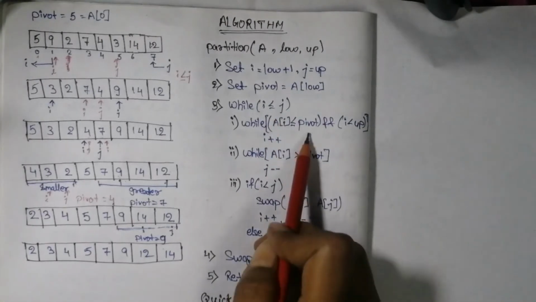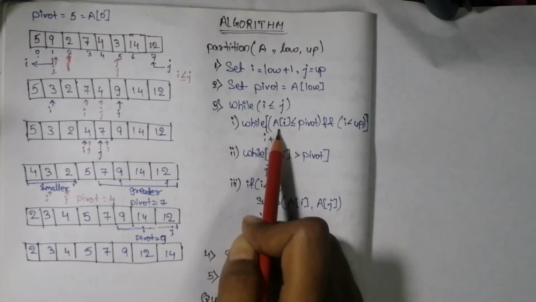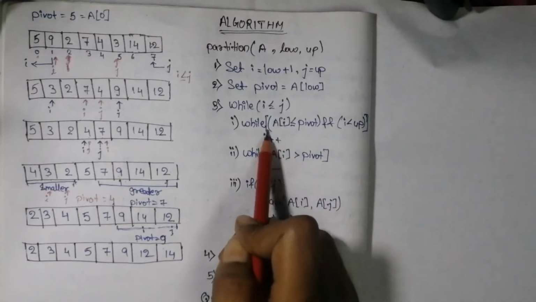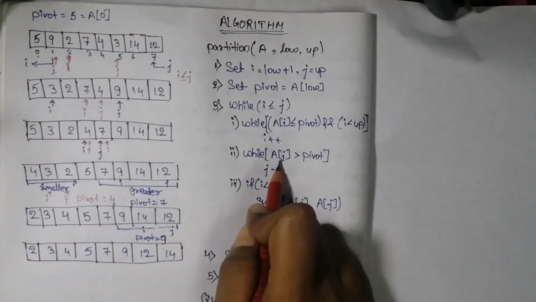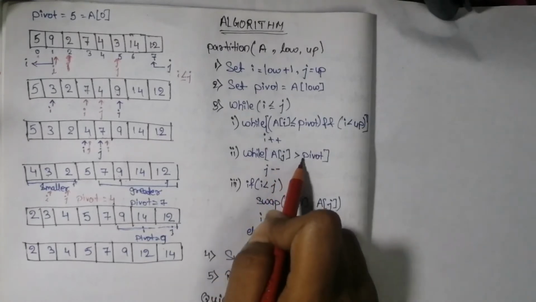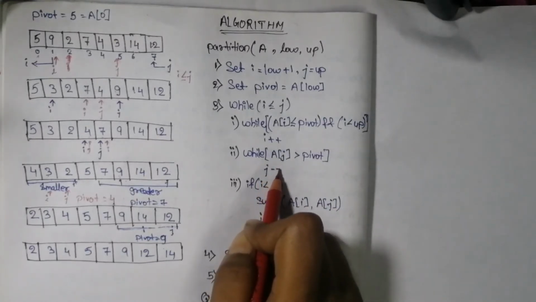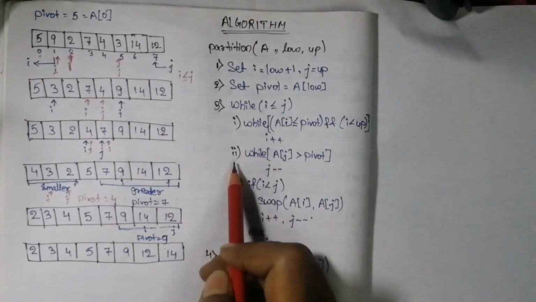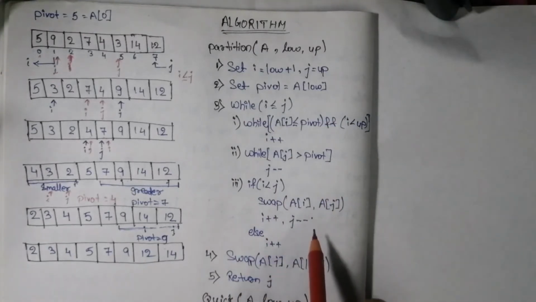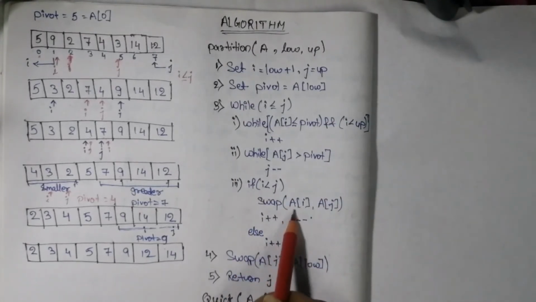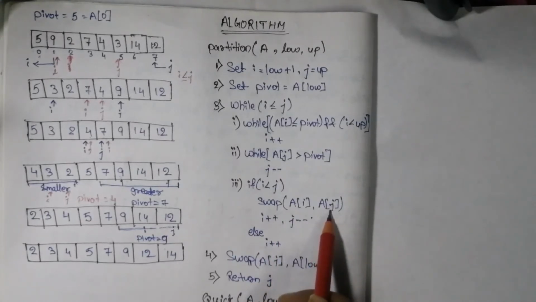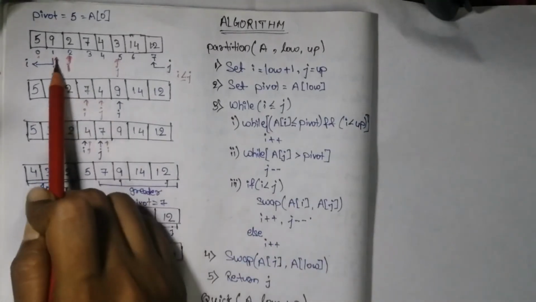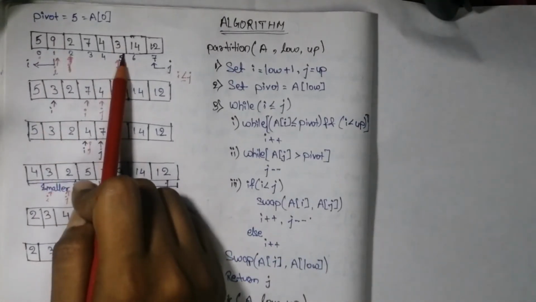Now we will compare the pivot element with the element at the index i. If the element at index i is less than or equal to the pivot, then we will increment the value of i. And while the element at the index j is greater than the pivot element, we will decrement the value of j and we will move towards the left side, right? Now, when conditions 1 and 2 are not satisfied and i is less than j, then we will swap the element at the index i with the element at the index j and we will increment i and decrement j. So in this way, we swapped the elements at index i and index j.